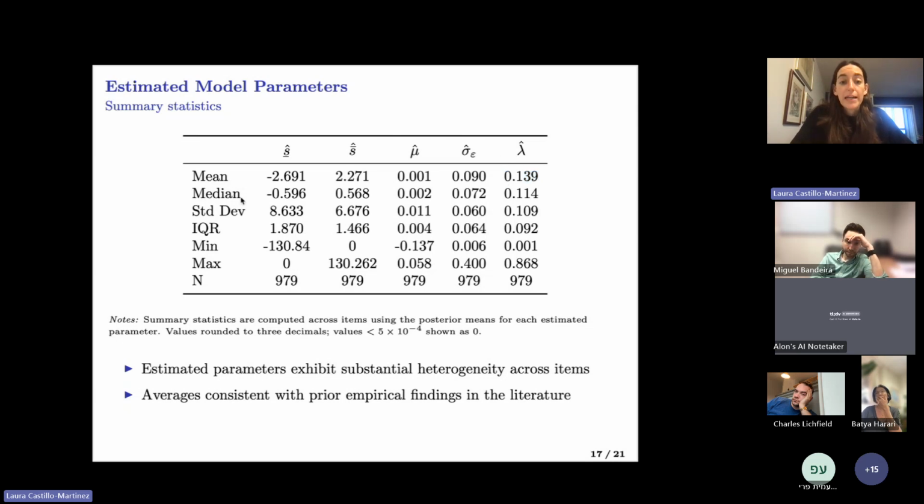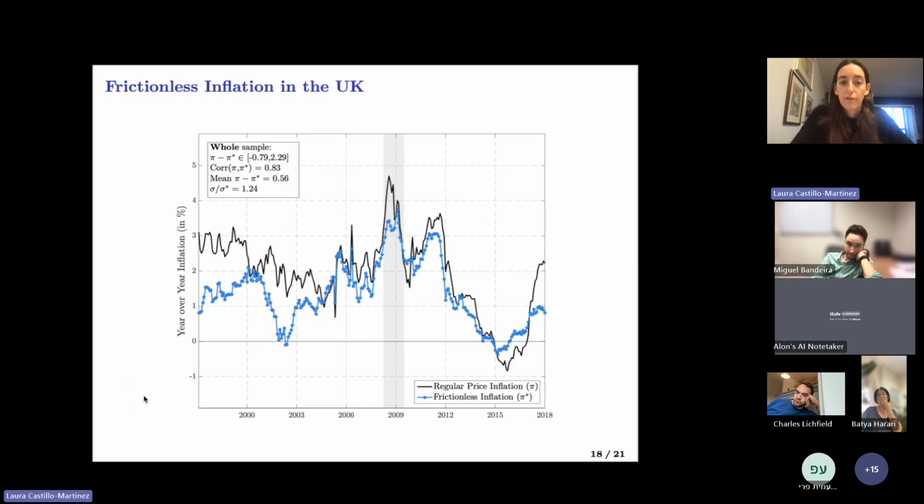The other thing to take away from here is that once you move beyond the average, there's a lot of heterogeneity across items. This is something that we believe is very interesting, and we're trying to exploit in terms of validation of the model. We're still working on it. Any ideas on whether you think particular sectors would be more interesting are obviously welcome. So this is done at the item level. We estimate the parameters, then we can recover at the quote level frictionless inflation. We can aggregate it up first to the item level, then to the aggregate level. And here we have our final measure of frictionless inflation.